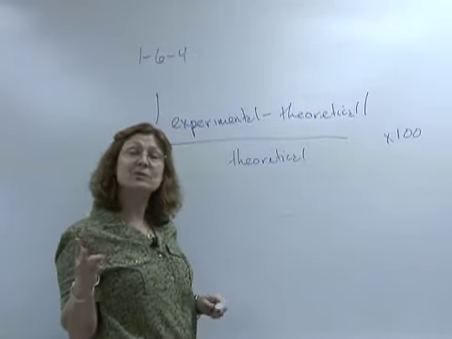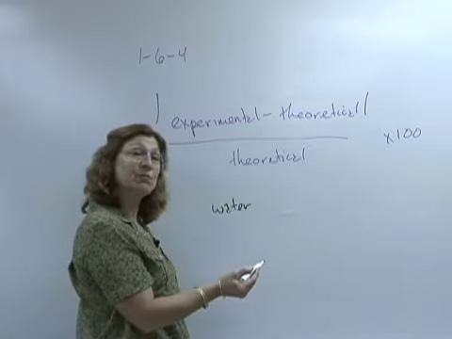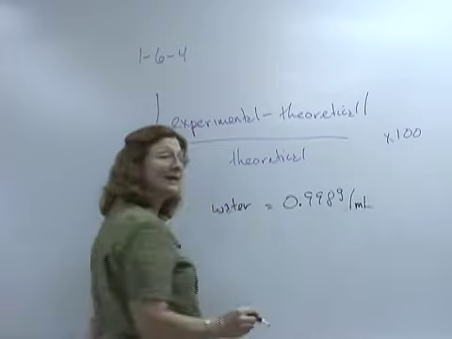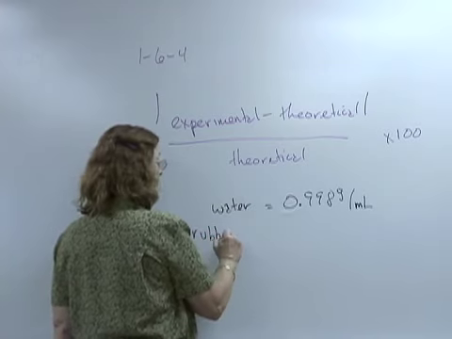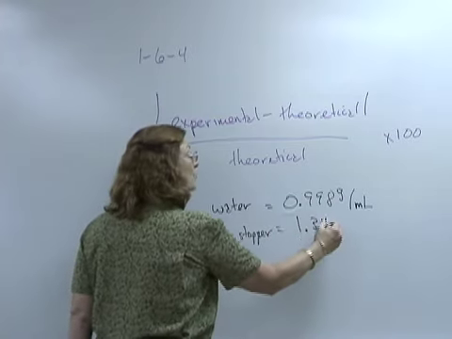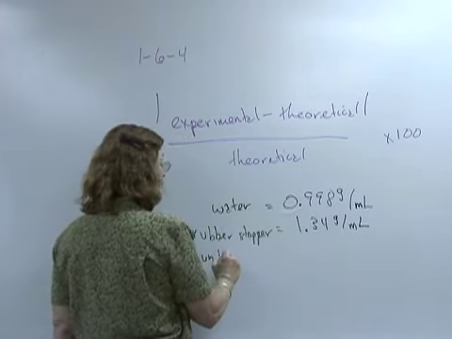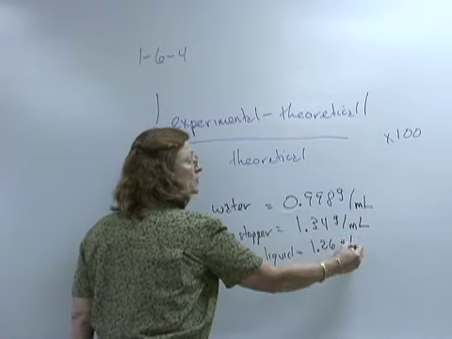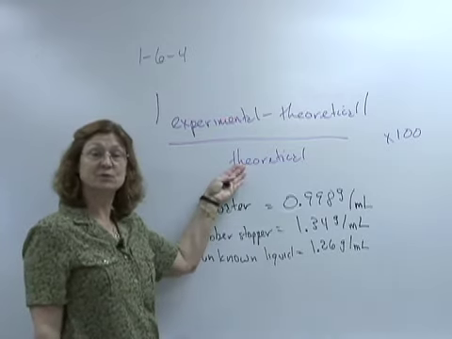Now you will need 3 theoretical values for this lab. The first one is for water. And the theoretical density for water is 0.998 grams per milliliter. The theoretical density for the rubber stopper is 1.34 grams per milliliter. And the theoretical value of density for the unknown liquid is 1.26 grams per milliliter. So you will need those values in order to put them into this formula.